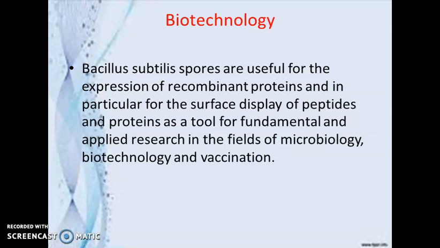Next is about the important applications in biotechnology. Bacillus subtilis spores are useful for the expression of recombinant proteins, and in particular for the surface display of peptides and proteins as a tool for fundamental and applied research in the field of microbiology, biotechnology and also in vaccination. So these Bacillus subtilis spores are useful for the expression of recombinant proteins.